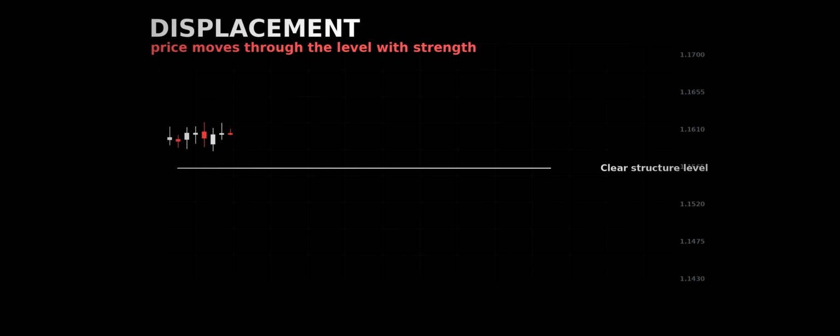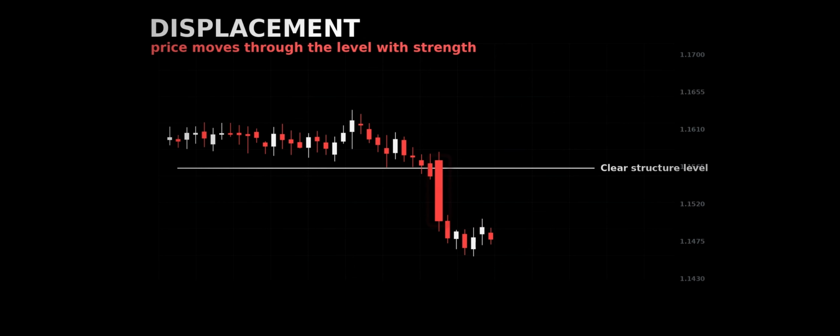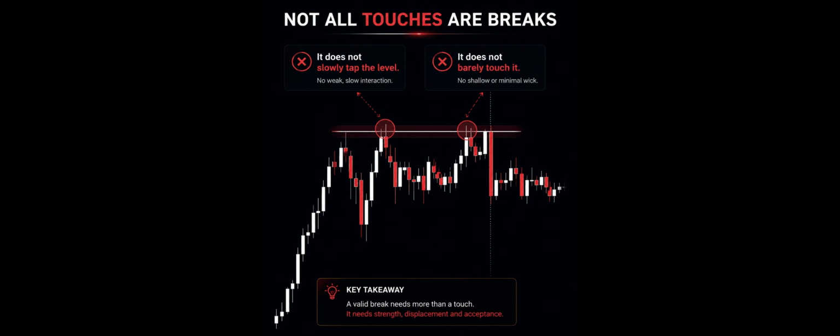Displacement means price moves through the level with strength. It does not slowly tap the level. It does not barely touch it. It does not create a tiny wick and instantly reject. A bullish break of structure should break above the previous high with clear bullish pressure. A bearish break of structure should break below the previous low with clear bearish pressure.